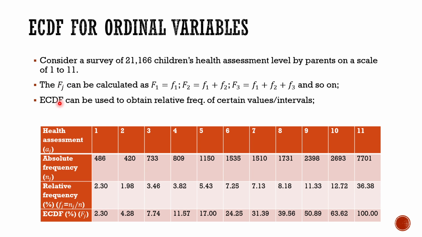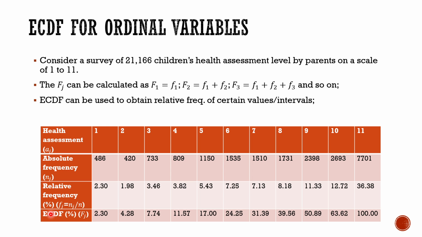Now the ECDF can be used to obtain the relative frequency of certain values or intervals. These are the health assessments from 1 to 11. These are the absolute frequencies of 21,166 children, and this is the relative frequency. How did we get it? We divide 486 by the total sample. Subsequently we divide 420 by the total sample, and so on. This is how we get a relative frequency.